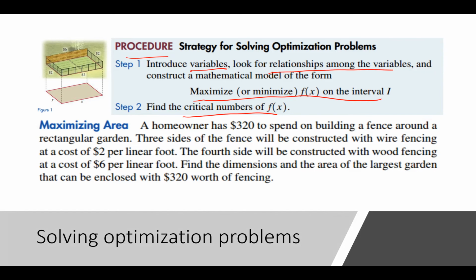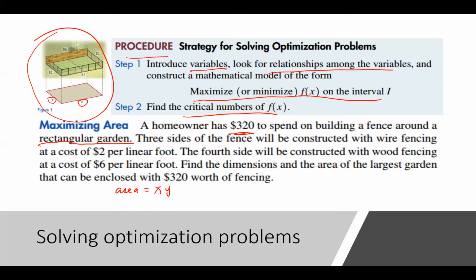So here we have one example. The homeowner has a budget to spend on building a fence, which is illustrated here, and it's a rectangular garden. So of course, the first response would be what is the area? The area of the garden is just the length times the width. If we express the length and the width as x and y, then naturally it's going to be x times y.